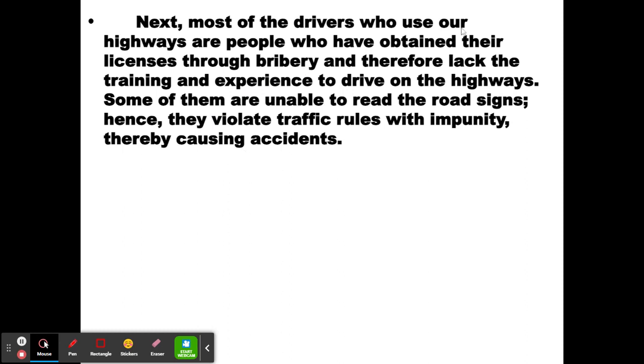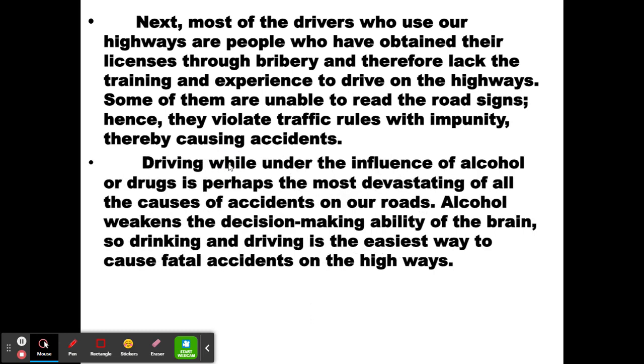Next, most of the drivers who use our highways are people who have obtained their licenses through bribery and therefore lack the training and experience to drive on the highways. Some of them are unable to read the road signs, hence they violate traffic rules with impunity, thereby causing accidents. So you have discussed lack of training on the part of the drivers.